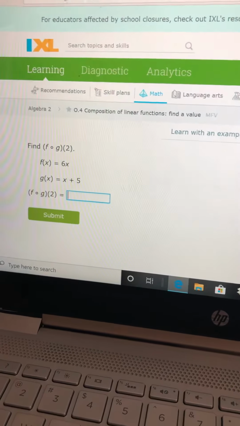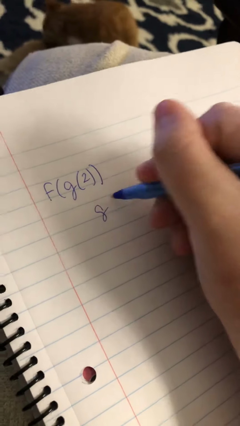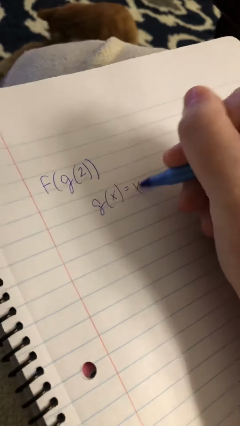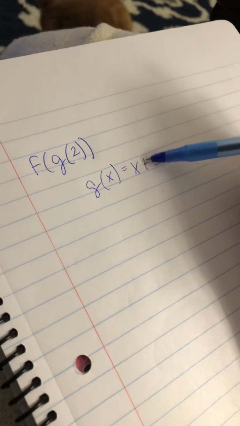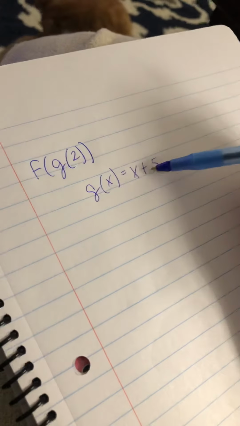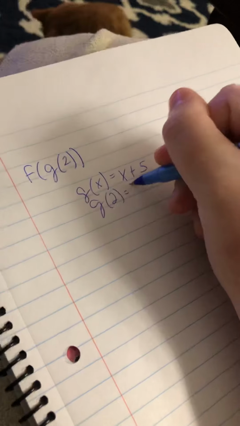G of 2 is what I'm going to do first, because when I rewrite it like this, I think it's a little bit easier to tell. I have to do this first. So the g function, g of x equals x plus 5. Well, 2 is my x value that gets substituted in. So when I plug in 2 here, 2 plus 5 we know is 7.